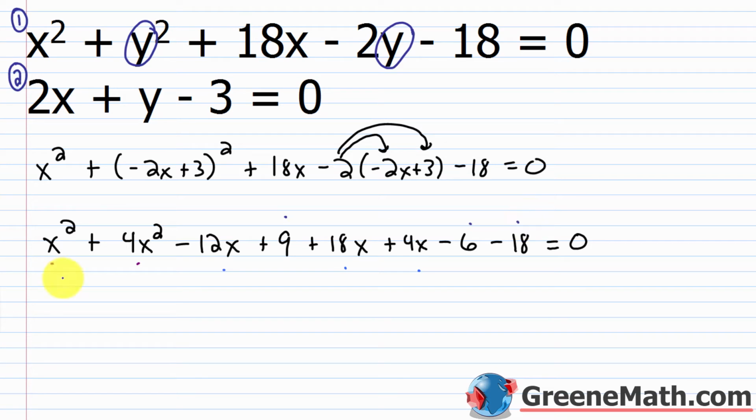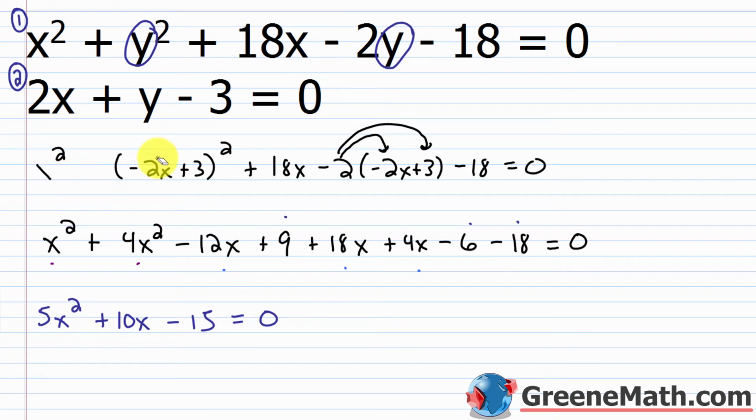All right, so x squared plus 4x squared would be 5x squared. Negative 12x plus 18x is 6x. And then 6x plus 4x is 10x, so plus 10x. Then we have 9 minus 6, which is 3. And then 3 minus 18 would be negative 15. And then this equals 0.